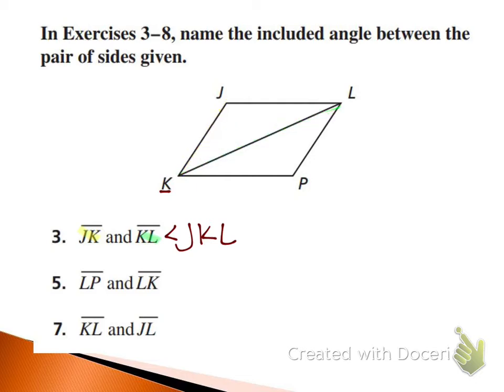We'll do one more of those. It says LP, and then LK. So what's the vertex? Just asking for the vertex for now. What is the vertex of the included angle? L. So then how would I name that angle? PLK or KLP, either one. PLK, KLP, both are correct. Okay. Questions about included angle? Okay.